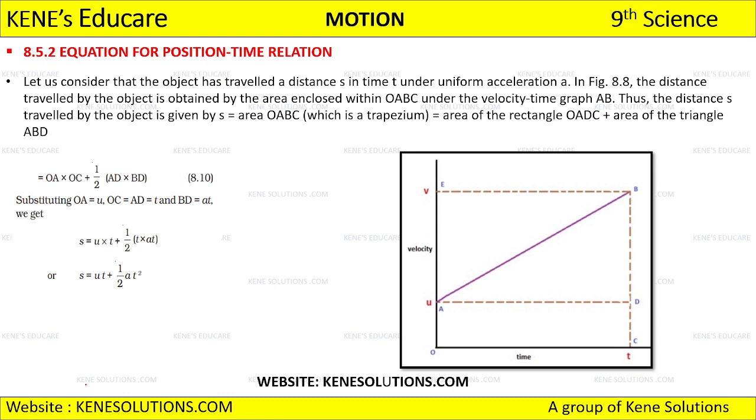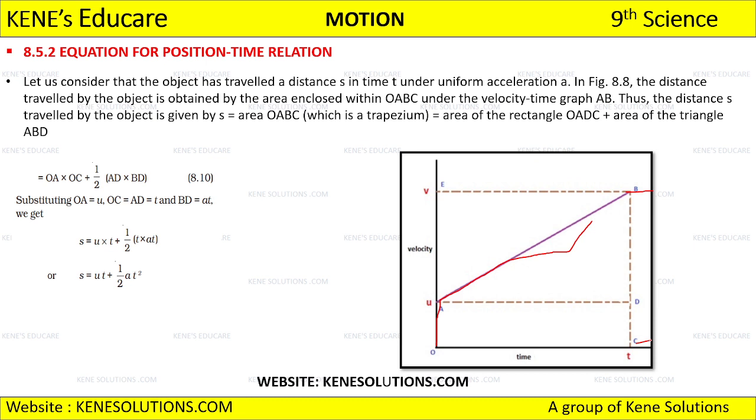How are we going to enclose that area as OABC? Can you see this area? Just a second, I'll show you. We have OAB over here and C over here, so the area is equal to this. OABC under the velocity time graph AB is the distance s traveled by the object, which is a trapezium again, right?